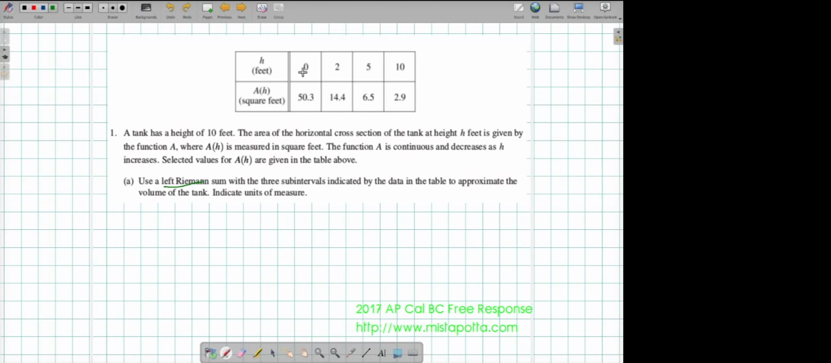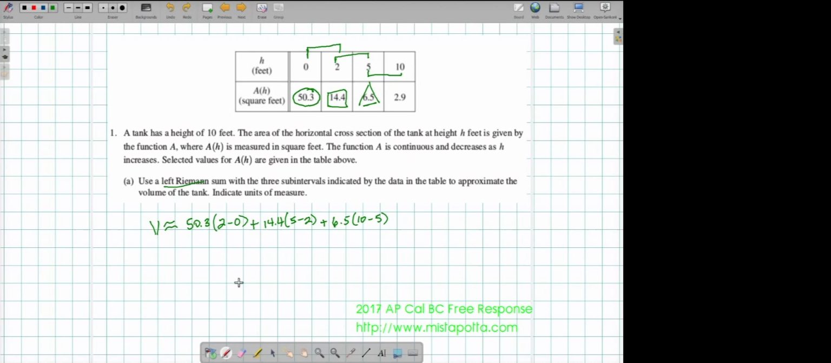What's happening is my height for my first rectangle is going to be given by this 50.3, and the base of my rectangle goes from 0 to 2. So I can say that my volume is approximately equal to 50.3 times 2 minus 0. And then I can add this next rectangle, which will have a height of 14.4 and a base which goes from 2 to 5. So 14.4 times 5 minus 2. And then my third rectangle has a height of 6.5, and it's going to go from 5 to 10. So 6.5 times 10 minus 5.